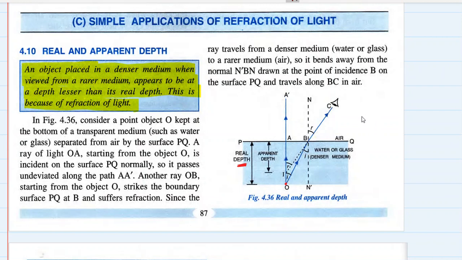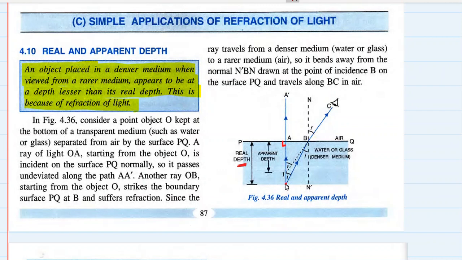Now, for clarity and for clear understanding, there are many rays of light which are getting emitted from object O, but we will consider only two rays of light. So, one ray of light goes normal, and strikes perpendicular to the surface separating two media. So, when it goes normal, it does not suffer any refraction. Its speed might increase when it travels from denser medium to rarer medium, but it will not bend because it is incident normally.